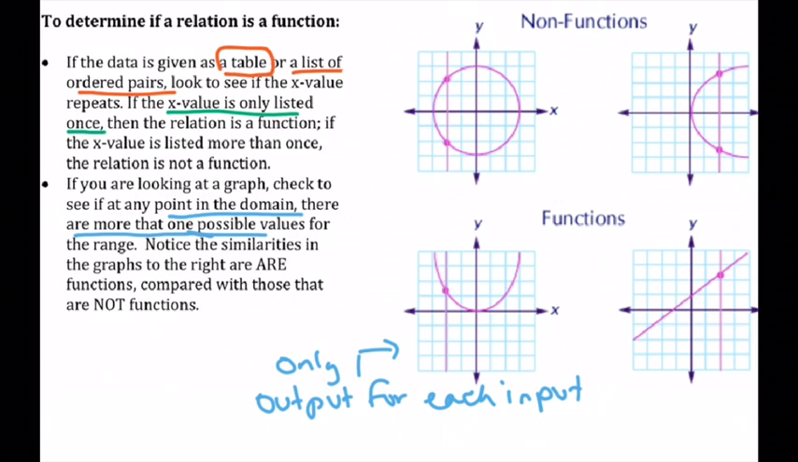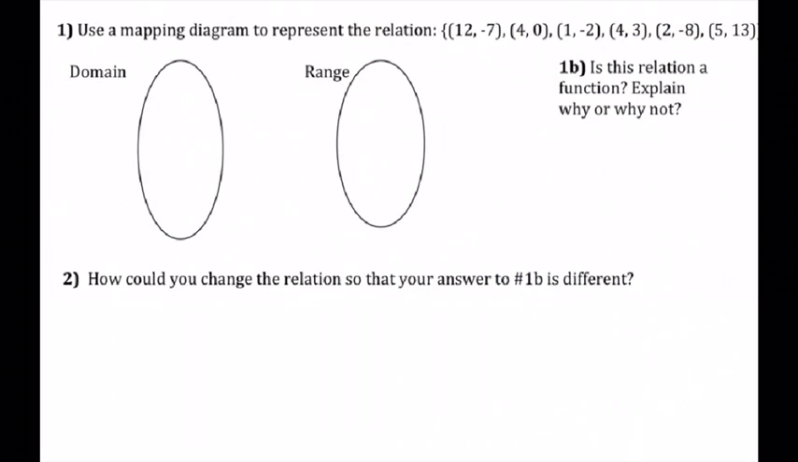Okay, now let's go on and see some other examples of what we're talking about. The first thing we're going to do is we're going to learn how to make a mapping diagram. And so you'll notice that right here I give you a set of ordered pairs, also known as a relation.